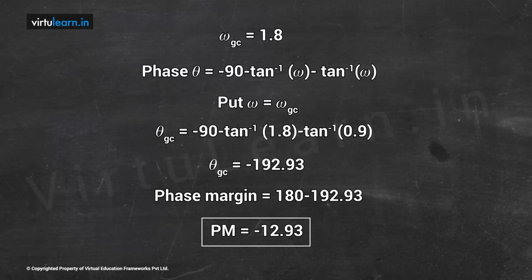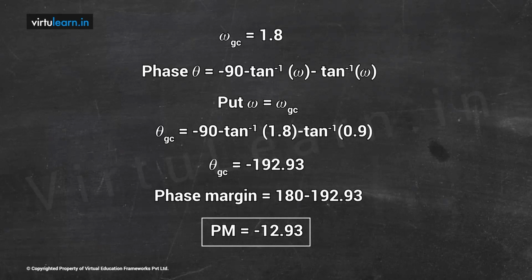So phi is already known to you: minus 90 minus tan inverse omega minus tan inverse omega by 2. In place of omega, substitute omega GC, then you will get phi GC as minus 192.9. So the last step in the phase margin is 180 plus phi GC. Phi GC is minus 192.93, so phase margin is going to be minus 12.93. So this way you can find out the phase margin.